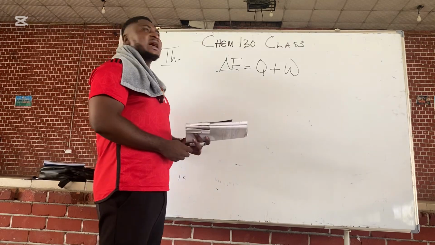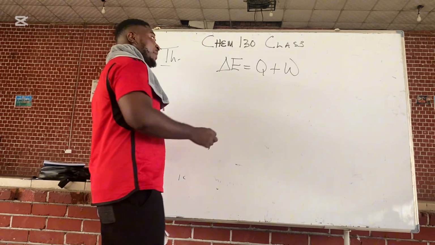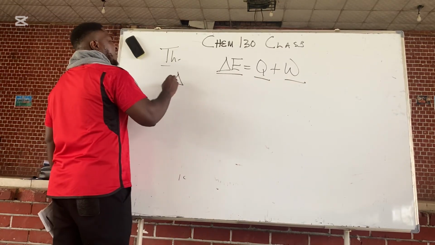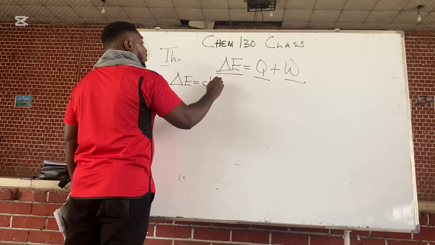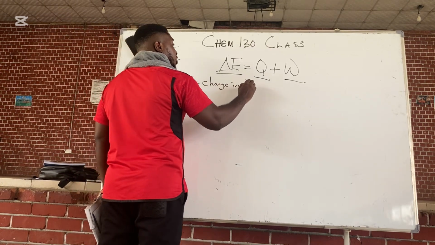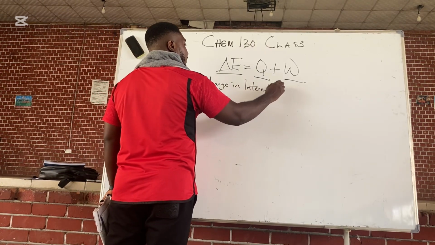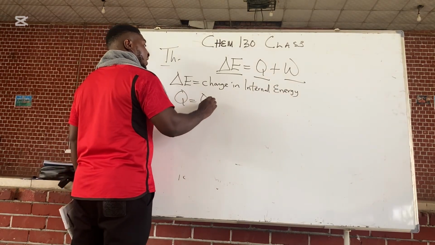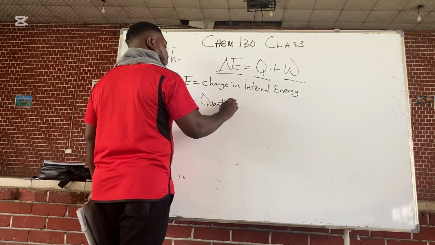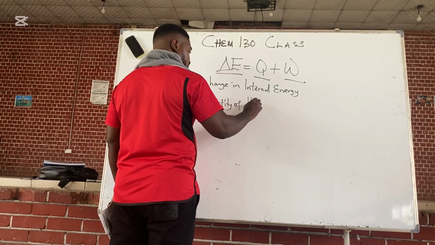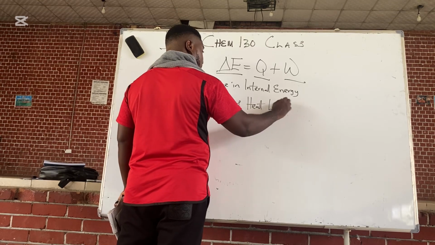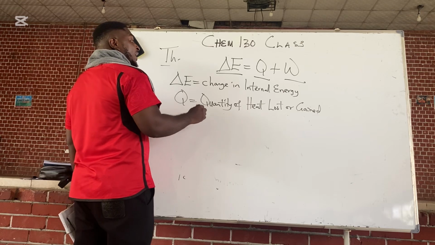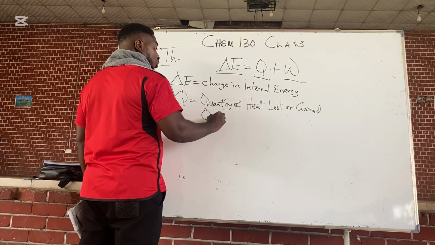Class, first law of thermodynamics mathematically can be expressed as this: delta E equals Q plus W, where delta E represents the change in internal energy. Q represents quantity of heat lost or gained. Class, note that if the question had told you that heat is lost, Q is negative. When heat is lost, Q is what?